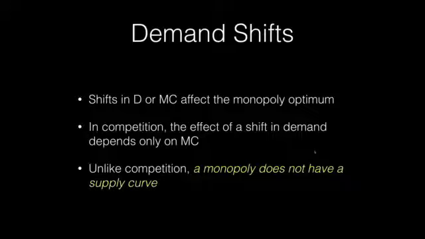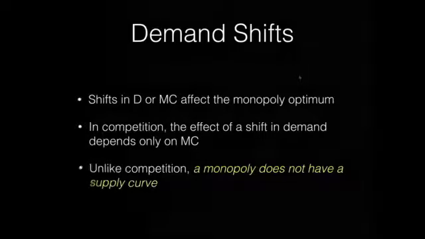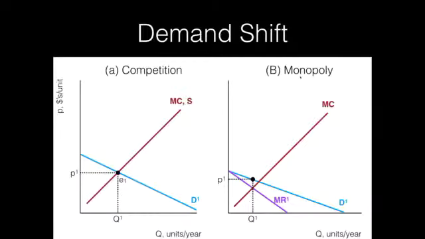Also realize that one of the phenomena that we're going to see here is that the monopolist does not have a supply curve. Remember, in perfect competition, as the price increased, we just mapped out along the marginal cost curve above average variable cost, and that became our short-run supply curve. The same thing does not hold in monopoly. So I want you to be aware of that.